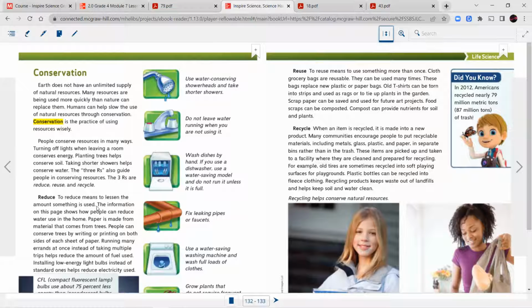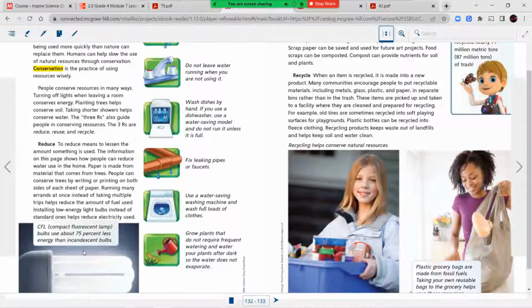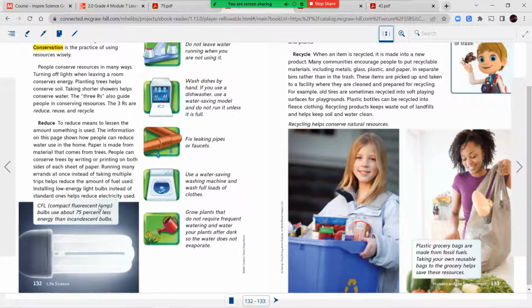Running many errands at once instead of taking multiple trips helps reduce the amount of fuel being used. Installing low-energy light bulbs instead of standard ones helps reduce electricity use. CFL, or compact fluorescent lamps, bulbs use about 75% less energy than incandescent bulbs.